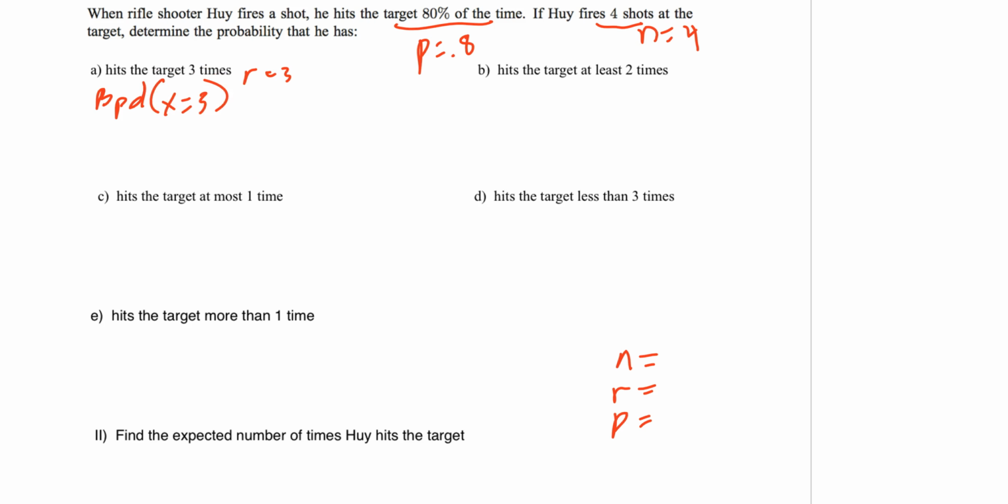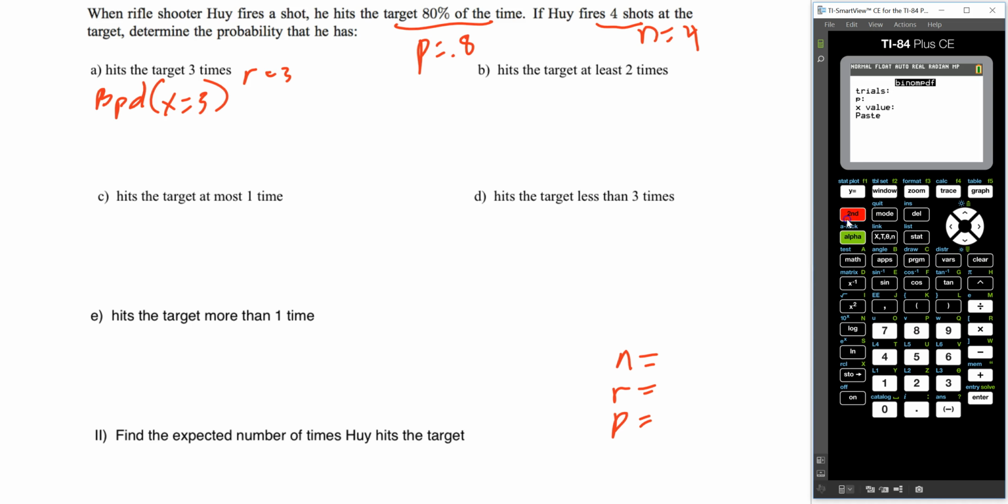So how do we do this? Well, we get to our calculator. Let me go back to the home screen real quick. Go to distribution. Go up to binomial PDF, right, because we only want it exactly. Trials is 4. Probability is 0.8.